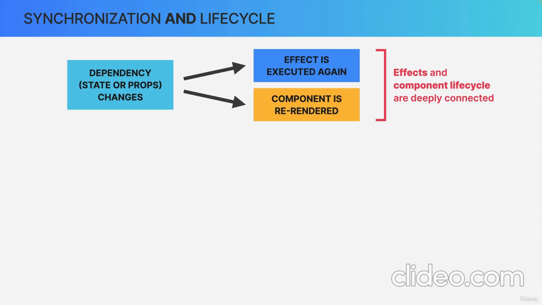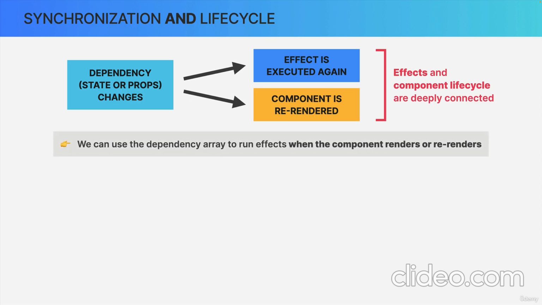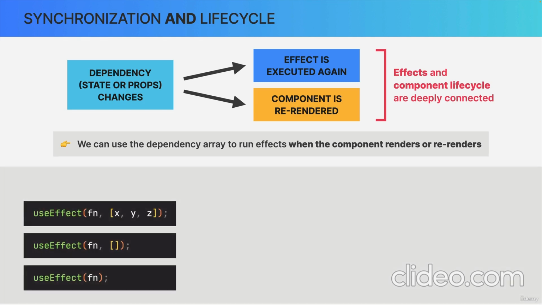Now, the conclusion and the big takeaway from this is that we can use the dependency array in order to run effects whenever the component renders or re-renders. So, in a way, the useEffect hook is actually about synchronization and about the component lifecycle. Okay, and so with this knowledge, let's look at the 3 different types of dependency arrays that we can specify, and also how they affect both synchronization and lifecycle.